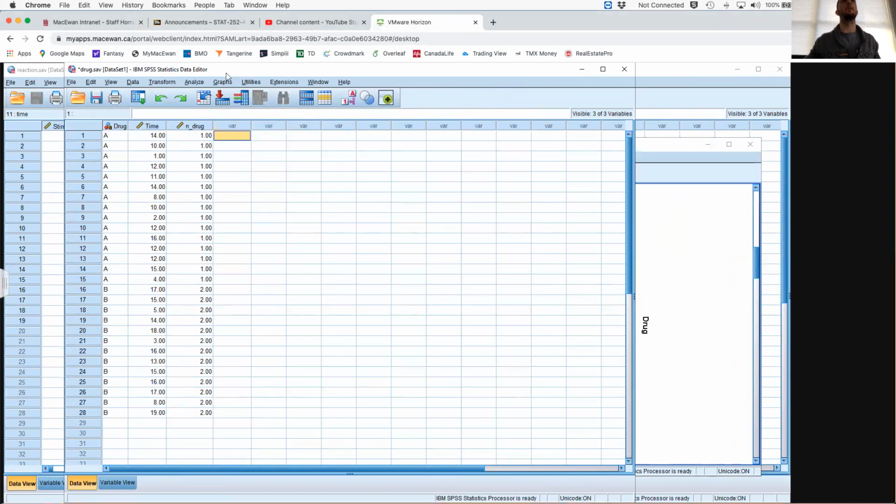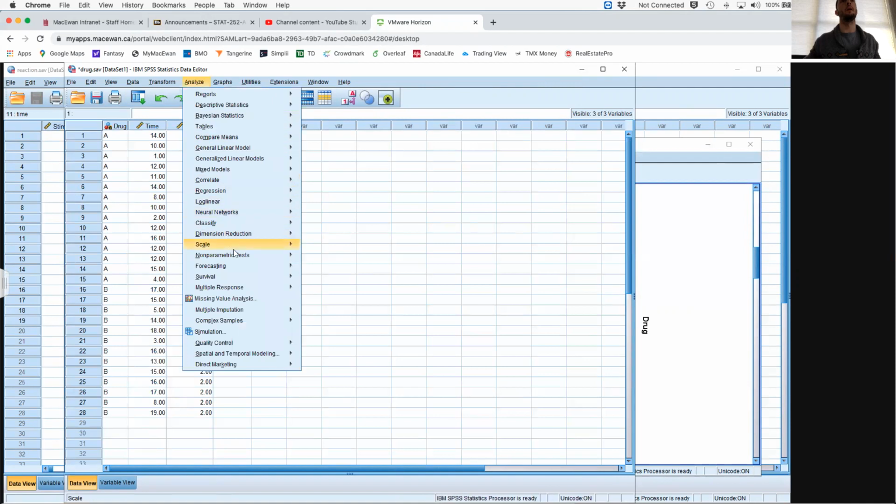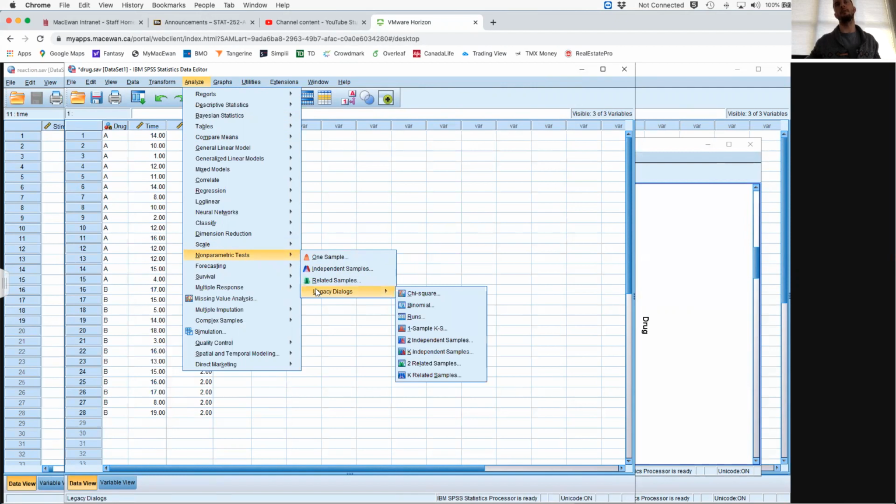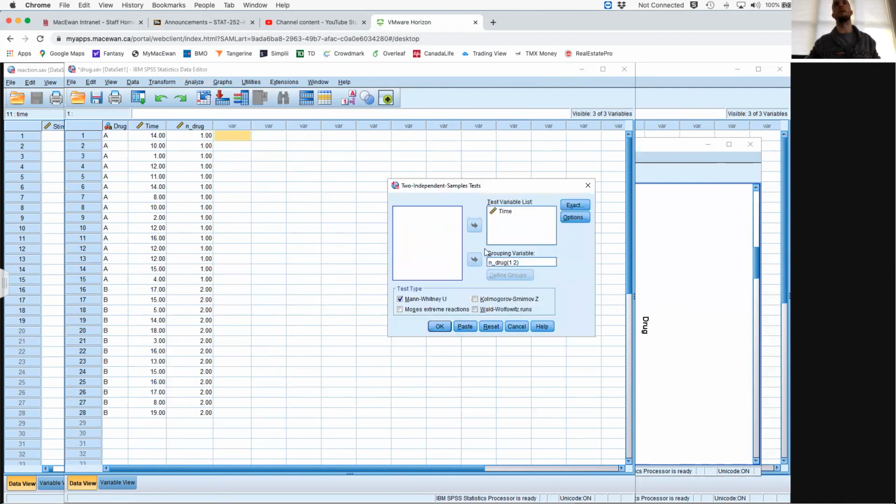All right, so we're going to go Analyze, Nonparametric Tests, Legacy Dialogs, 2 Independent Samples. Okay, so then we have time. I should pop these out. So we put time, which is the response, in the variable list, and then we put our indicator for the group, which you can see here is the numeric indicator, into the define variable group. Then we click Define Groups.